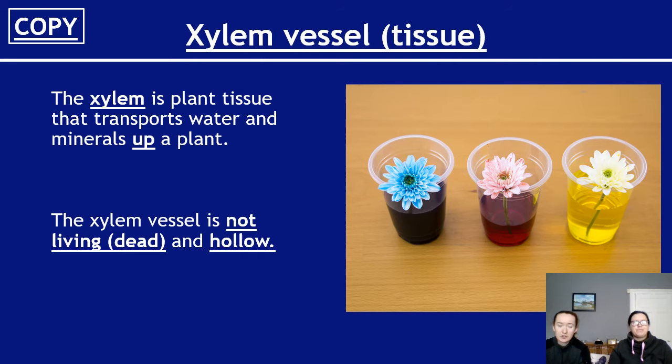So in terms of the structures you need to know a little bit more about, there are two of them: the xylem and the phloem. We'll touch on the xylem first of all. It's a type of tissue, and you need to know two or three main things about it. It's all the underlined words on this slide basically. You need to know that xylem is a type of plant tissue, and it is responsible for transporting water and minerals up a plant.